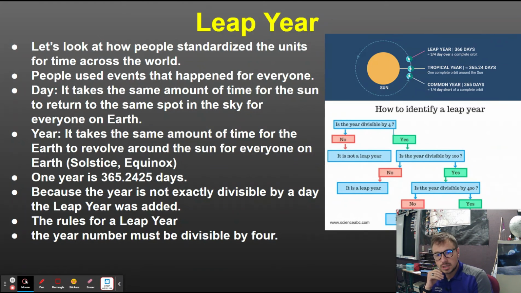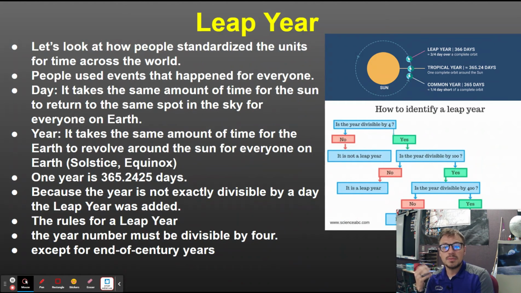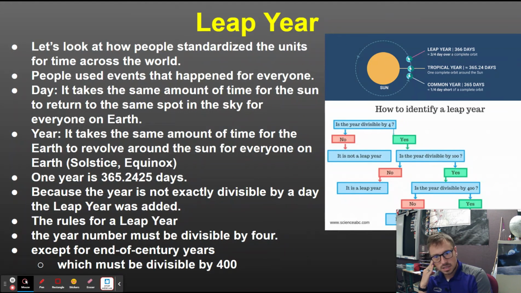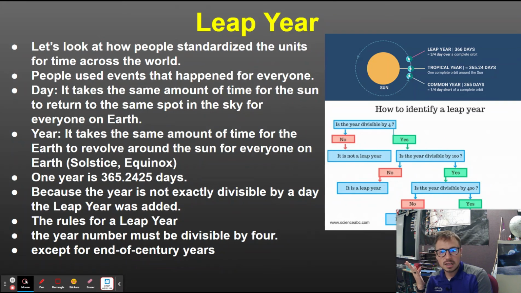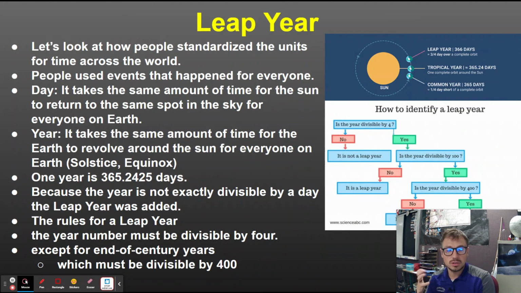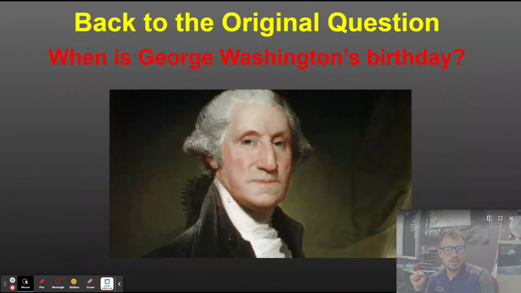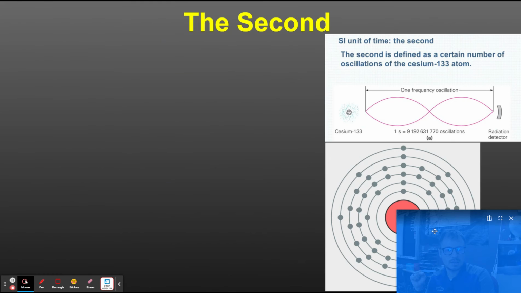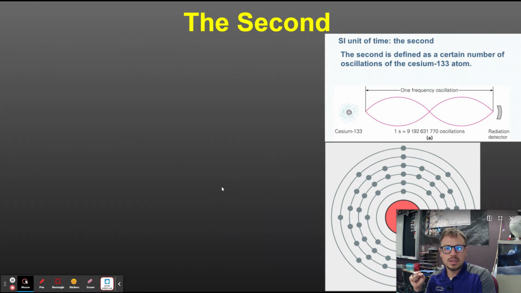Well, the year number must be divisible by 4, except for end of century years. So that means that if it's the year 1900, that's not a leap year. But if that end of century year is divisible by 400, so that's why the year 2000 would also be a leap year. So you can see there's a nice little flow chart over there that can determine whether it's a leap year or not.